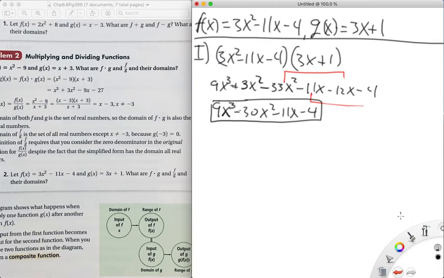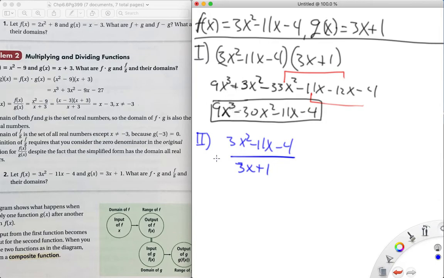When you divide, it's going to be 3x squared minus 11x minus 4 over 3x plus 1. You can use long division and stuff, but first, before you try that, you can try factoring.